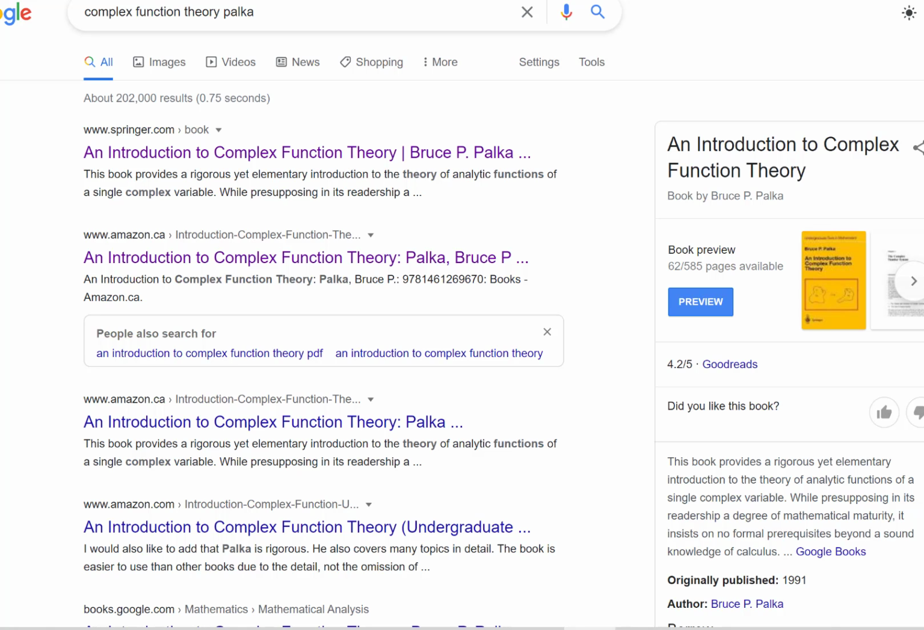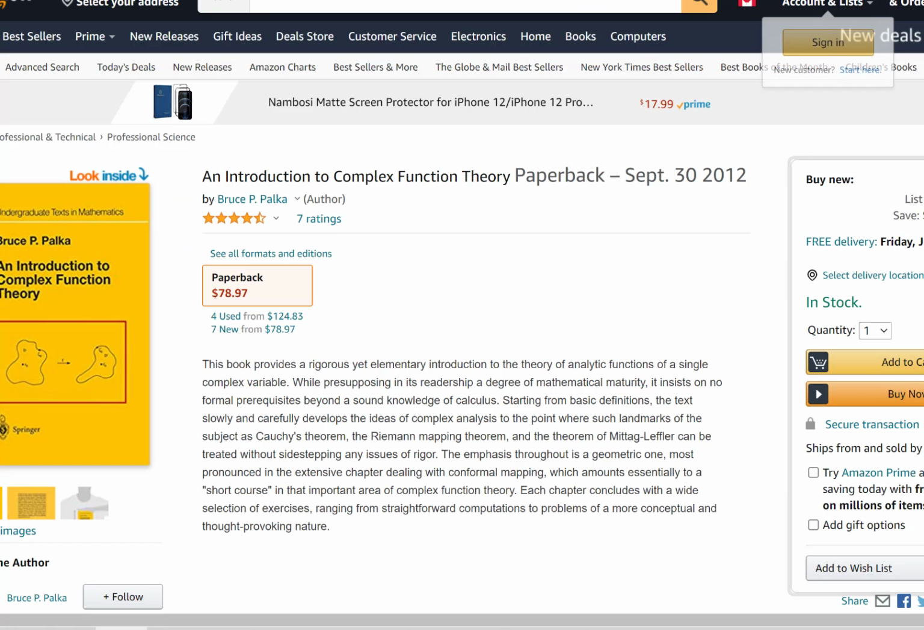In this course, we will use An Introduction to Complex Function Theory by Bruce Palka. So just to take a quick look at this book on Amazon's page, I'm using Amazon Canada. So the book is $78. You don't need to purchase the book to follow along with this course, but if you have it, that's good. If you have another text that you can use for exercises and so on, that's also good.